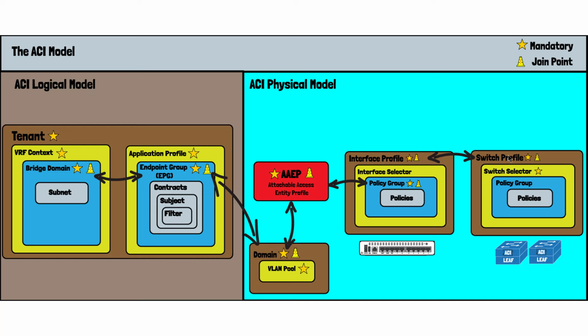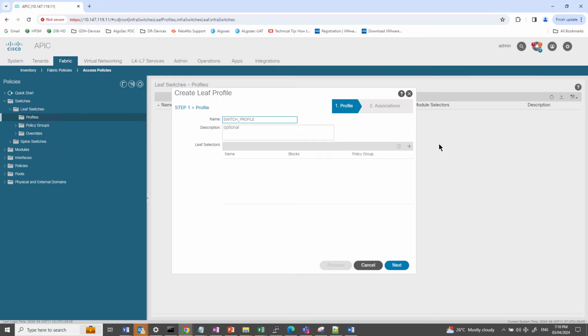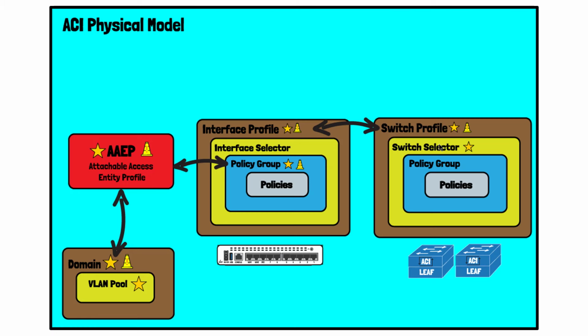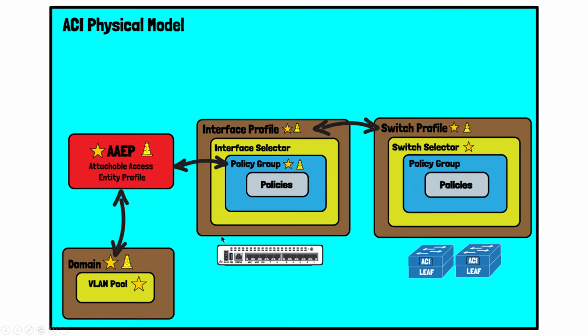Now, what this profile does next is that, let's go back to that main slide, the selector slide. The other thing that is mandatory is the switch selector. What it does is select the switches on which you want to do the configuration. If you look at our topology right now, what is our goal? Our goal is basically to configure leaf 101, right? So our target is 101. So we need to select that switch.